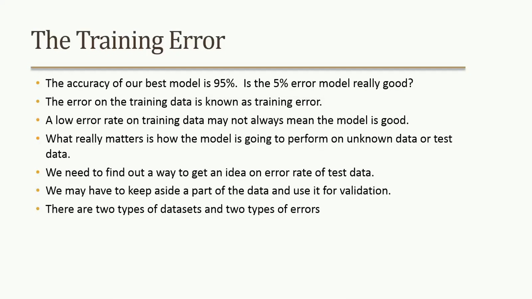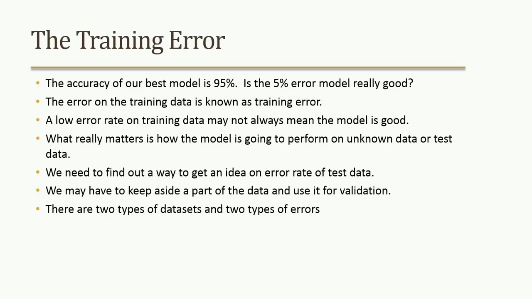Now, error on the training data is known as training error. A low error rate on the training data definitely might not always mean the model is good. We need to be careful. A good accuracy on training data might not always be indicative of a really good model. What really matters is how the model is going to perform on the unknown data set, or the test data set, or the new data set that is going to come.